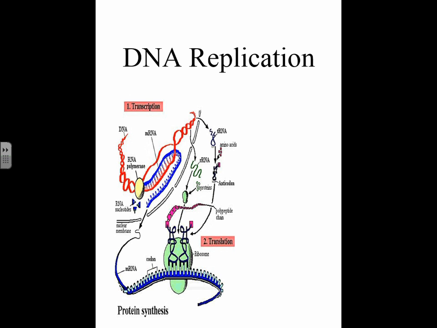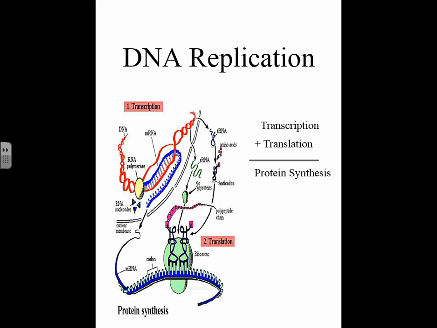So the process that DNA goes through to replicate itself, it uses what? Transcription plus translation, and that's going to equal what? Protein synthesis. There's the equation. DNA replication is transcription plus translation is going to give us protein synthesis. You want to make sure you have that. Everyone good?